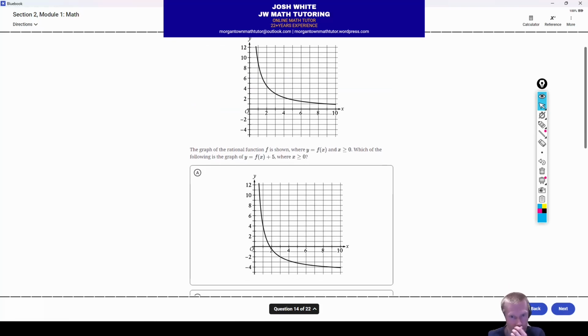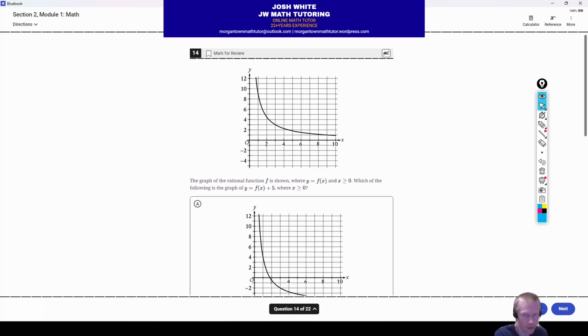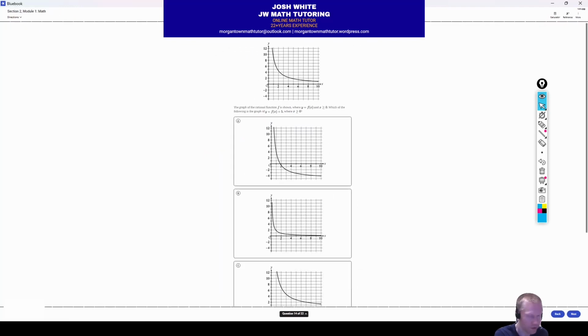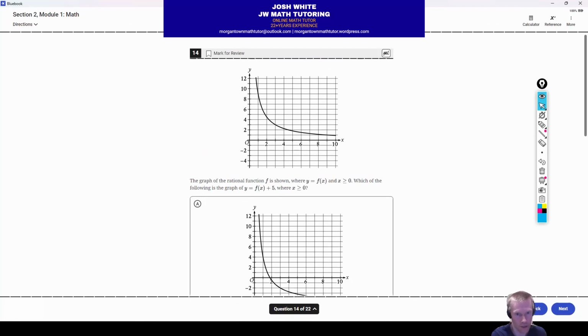Okay, next we have a rational function. It's going to be real small just to see all the answer choices, so I guess I won't zoom out that much on it. Okay, and they want to know which of the following is the graph of this function plus 5.